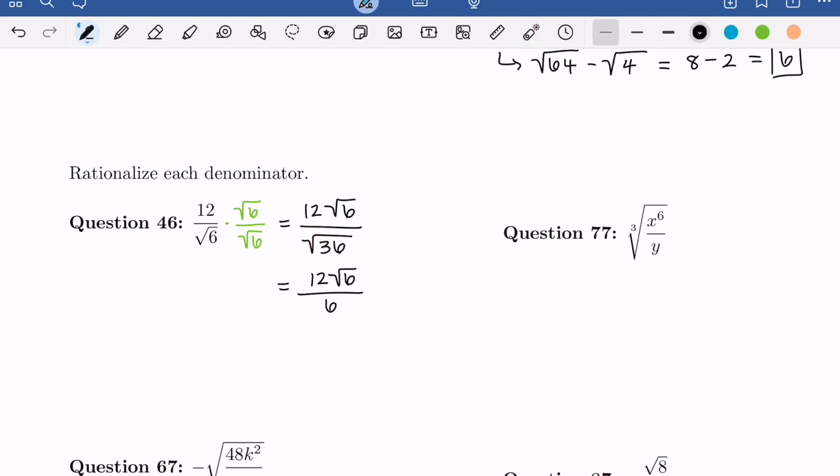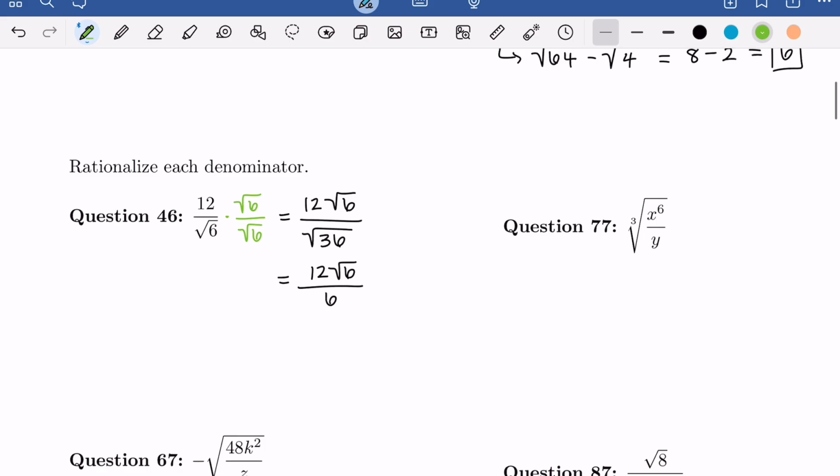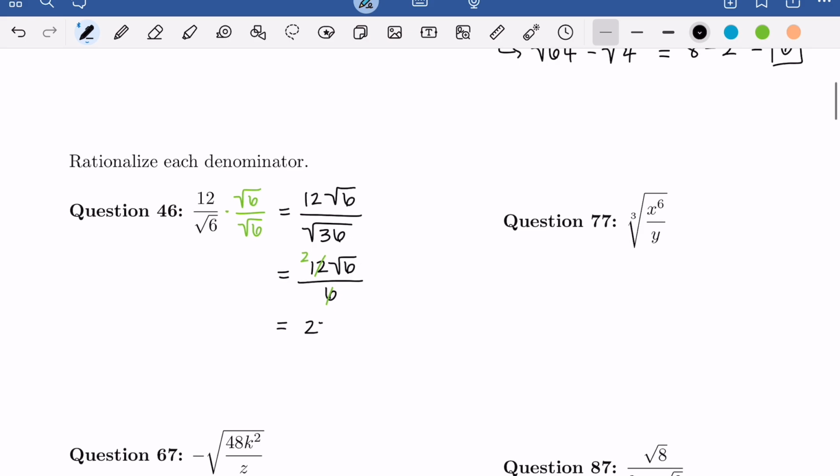Now from here, we can still simplify this a little bit further. We have a factor of 6 and 6 here, so we're just going to be left with 2 times the square root of 6 in the numerator and 1 in the denominator. So this will be 2 times the square root of 6. So that is how we would rationalize the denominator for this one.